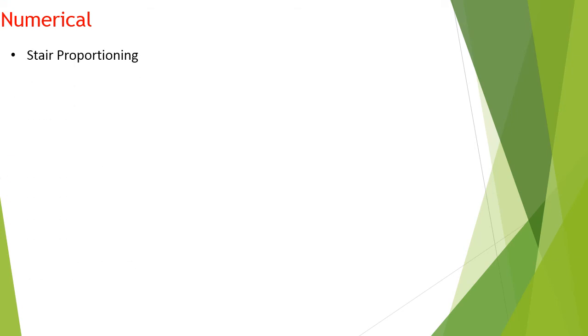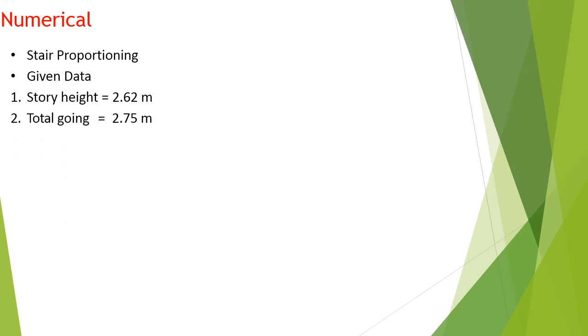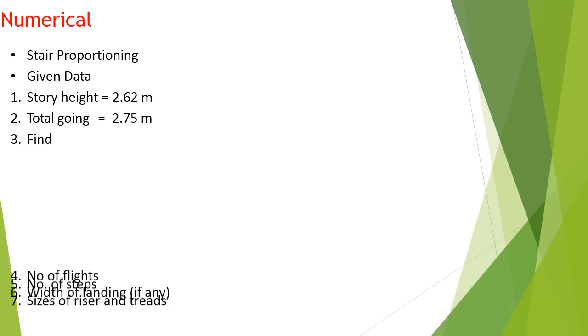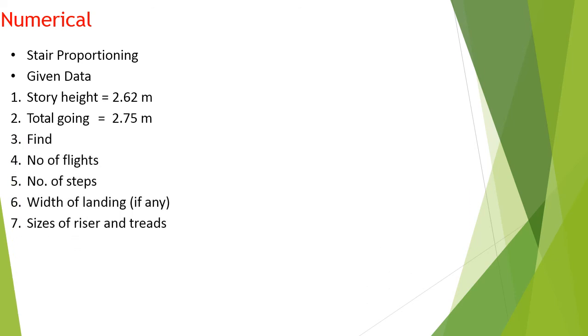Numerical. Stair proportioning. Given data. Storey height is 2.6 meter. Total going is 2.75 meter. Find number of flights, number of steps, width of the landing, size of a riser and treads. Type of building is residential. Here I give a solution on how we calculate it.